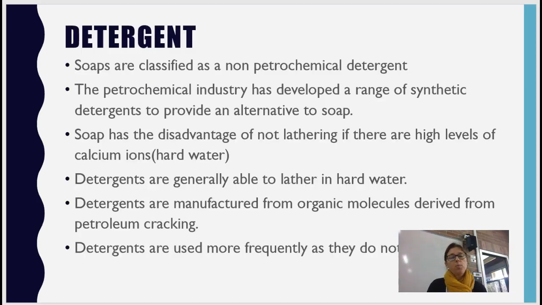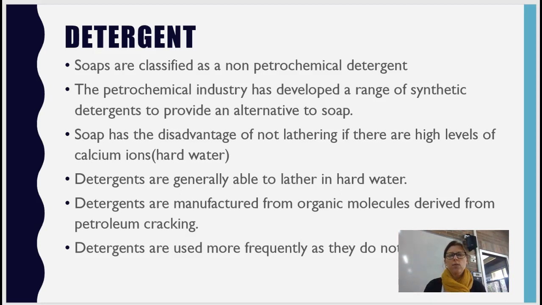What's the difference then between a soap and a detergent? Well, a soap is a non-petrochemical detergent, whereas our detergents are actually made from petrochemical products. The petrochemical industry has developed a whole heap of detergents as an alternative to soap. Now, why would we do that? The one problem with soap is that in some hard water, so high levels of calcium and so on, they don't lather particularly well, and then it doesn't do the job quite as well.